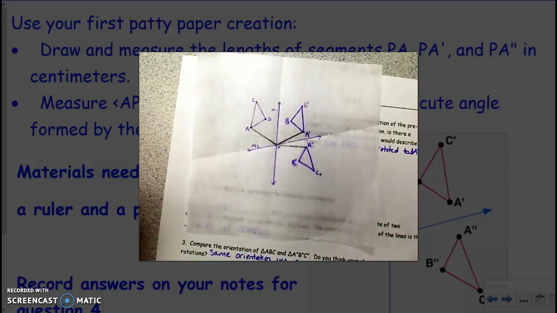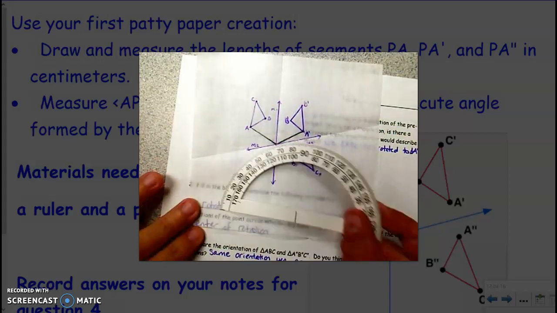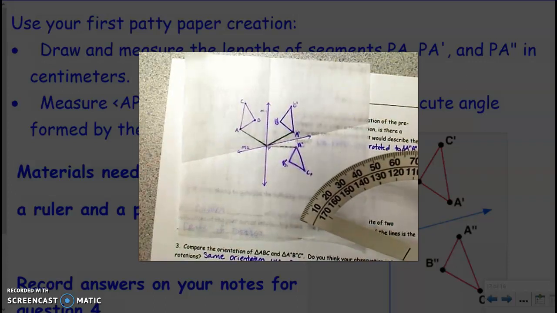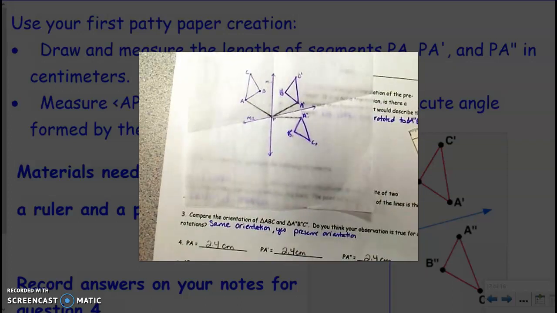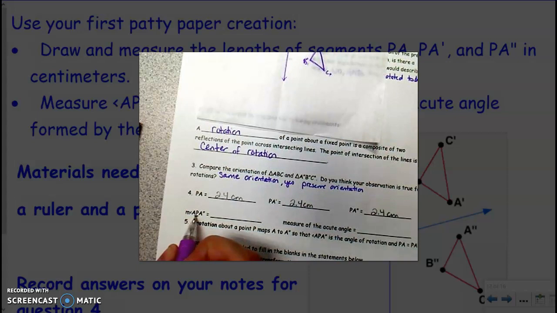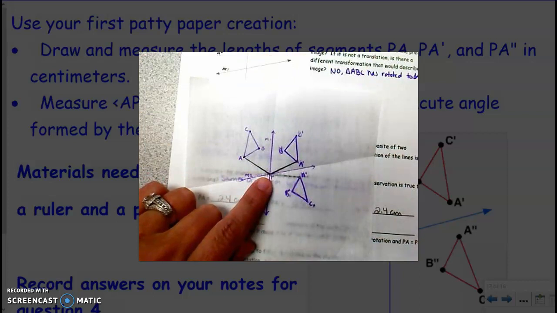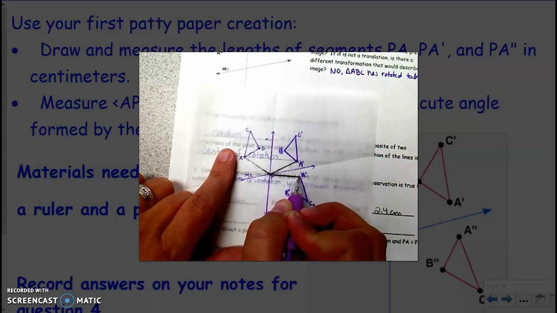Okay, now we're going to do some measurements of angles. So you're going to need your protractor. This is the one I'm going to use. Yours is the clear one. And we're going to measure angle APA double prime. So that means since P is the point in the center right here, that has to be the vertex. So this right here is going to be our vertex. And we're measuring this angle right here. I'm tracing it right here.